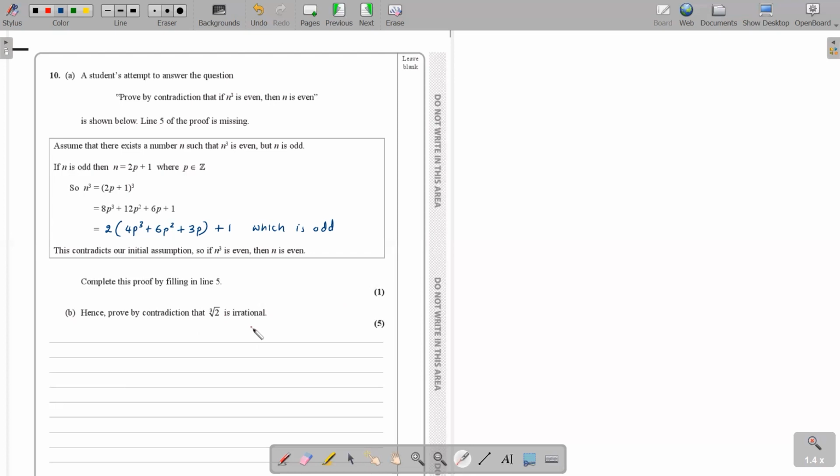Okay, what do you mean by irrational? Irrational means numbers that cannot be written as fractions. Rational numbers are numbers that we can write as fractions. Irrational numbers are numbers that we can't write as fractions. So you have to show that this is irrational. What's the first thing we should do here? What's the assumption?